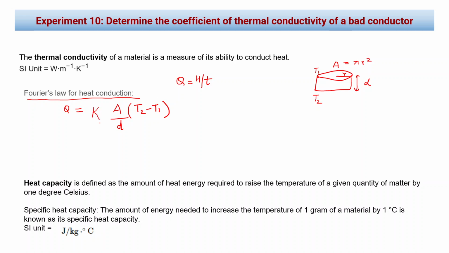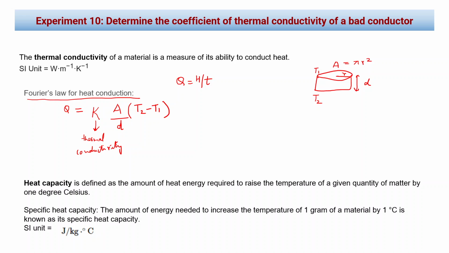this constant we show by K, which is called thermal conductivity that we were talking about. That thermal conductivity is a property of a material. So this K is the constant called thermal conductivity. Okay, and the unit is watt per meter per Kelvin. So this is Fourier's law of heat conduction.